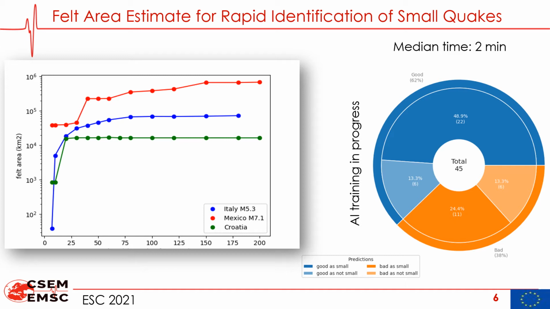So we are training an artificial intelligence tool to see whether it can make a difference. It's still in progress, but currently it works in 60% of the cases. We put the threshold at magnitude 4, and typically within 2 minutes of the quake, it is able to tell us whether it's a small earthquake, well below 4, or a larger one.